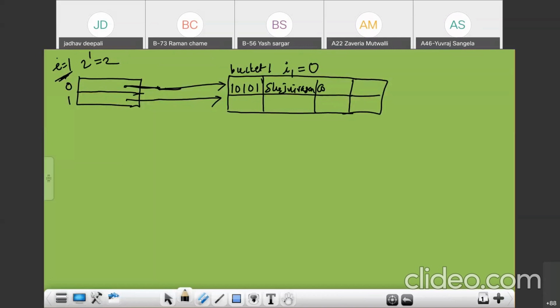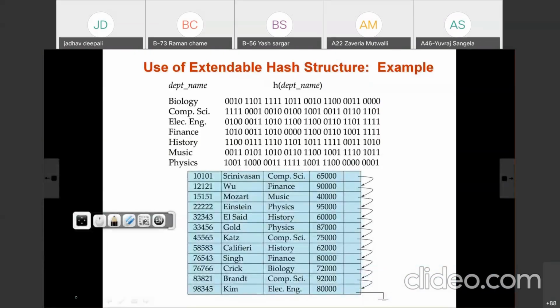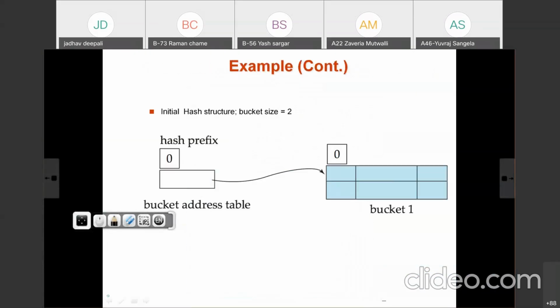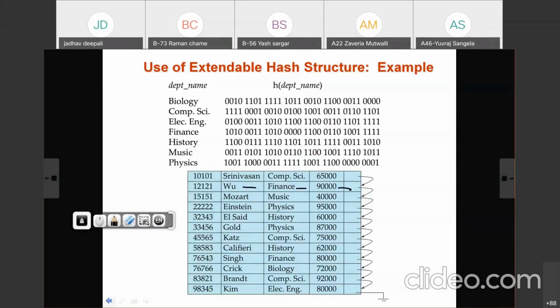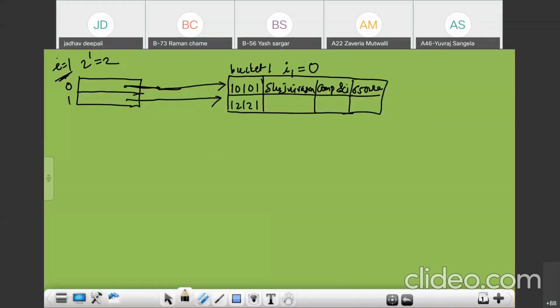Computer science and salary 65,000. Now we move toward the next record. What is the next record? It is Wu, finance, 90,000, 12121. Now finance, what is its hash value? 10101. Now there is a single bucket, so directly we put that value in that bucket. So 12121 Wu, finance, 90,000. In this way, the first two records we stored in bucket number 1.